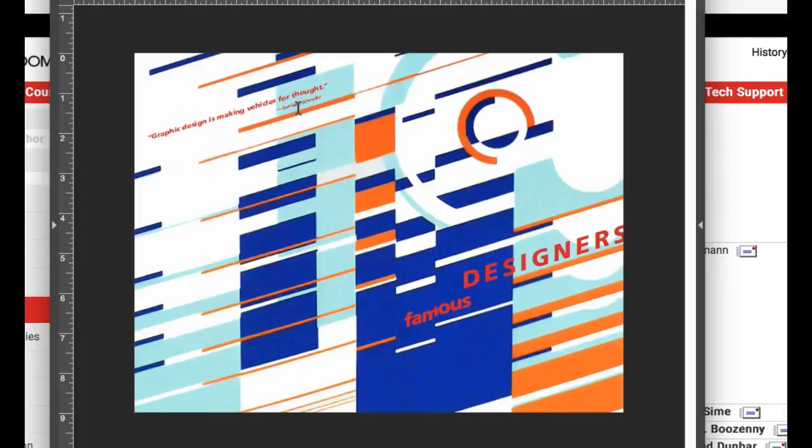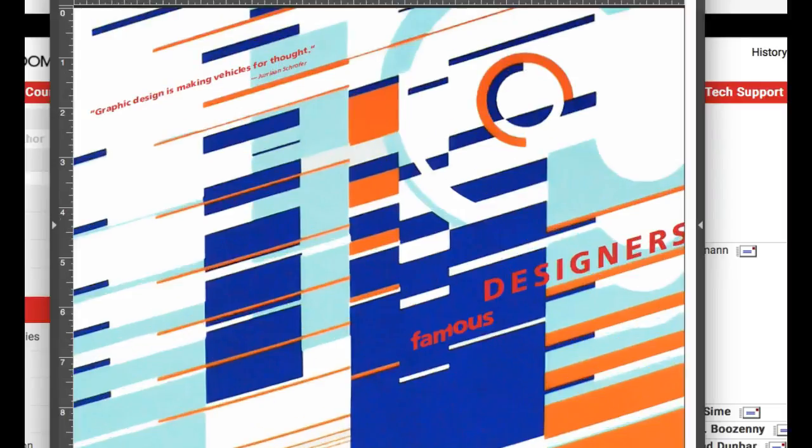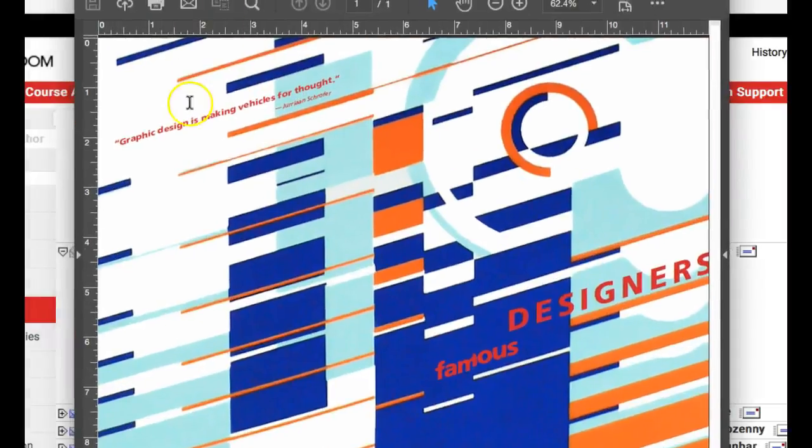Listen, I'm having so much trouble finding this quote, and the only reason I want to find it is because it seems like there should be a comma right there, or at least this should have an em dash or something, because as it is, it reads graphic design is making vehicles for thought. That seems to be one continuous thought, whereas graphic design is the subject, and then the modifier is making vehicles for thought. You see what I'm saying? So by having the subject and modifying it, I think it makes more sense.